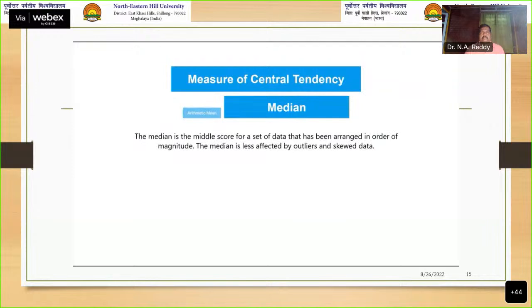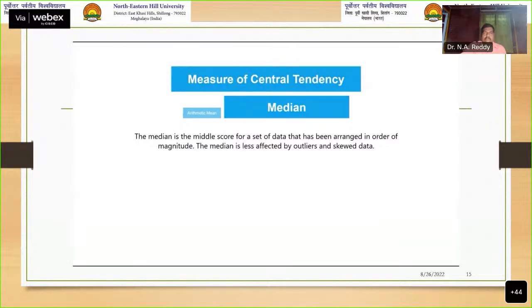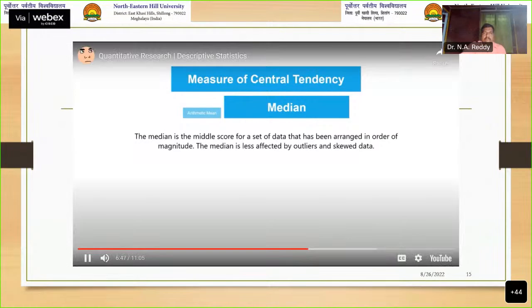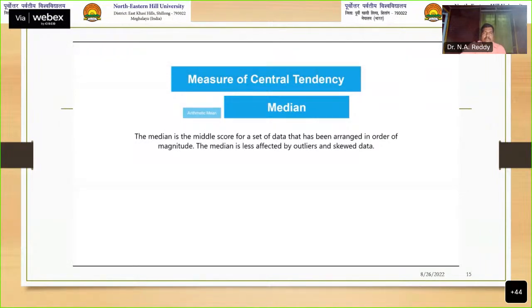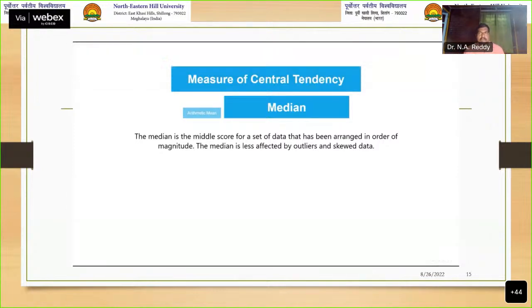The next central tendency that we will discuss is the median. This is the middle score for a set of data that has been arranged in order of magnitude. The median is less affected by outliers and skewed data. The only assumption that you need to satisfy before you can use median is that the variable should be at least ordinal. In fact, if your data is either not normally distributed or contains significant outliers, you must use median instead of mean. Definitely, you cannot use median for nominal variables because they do not carry any magnitude.